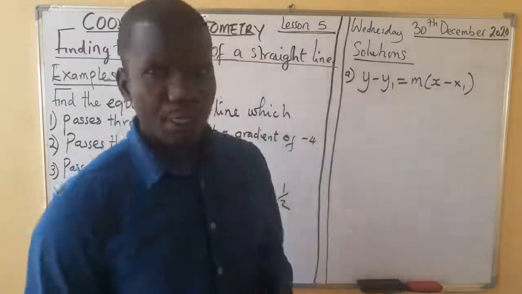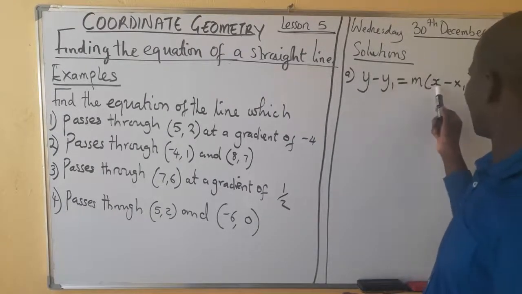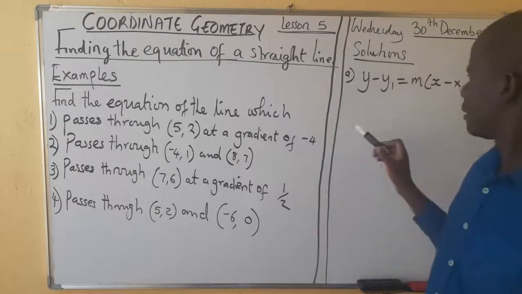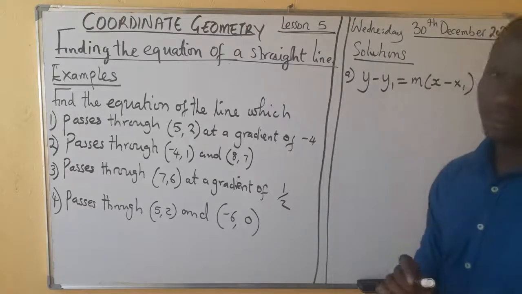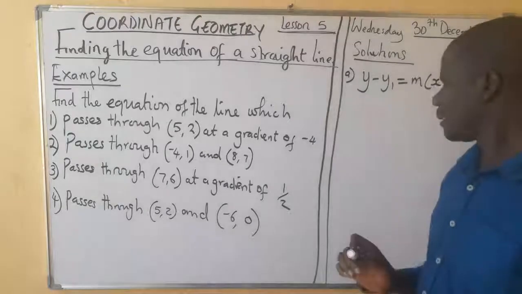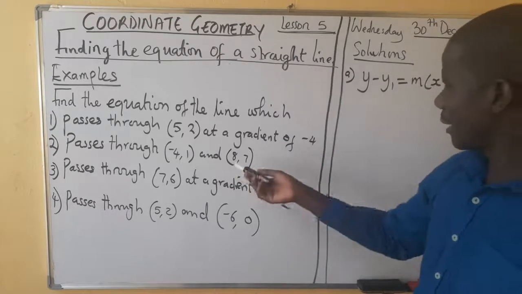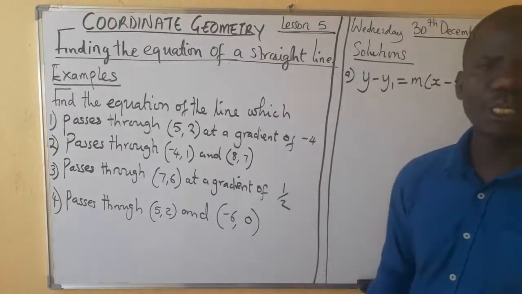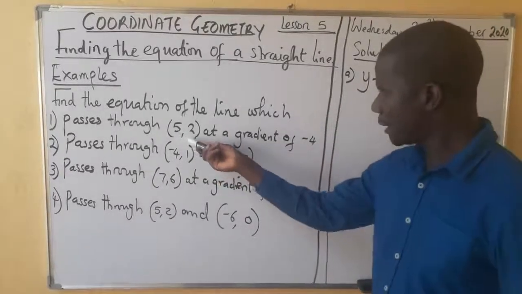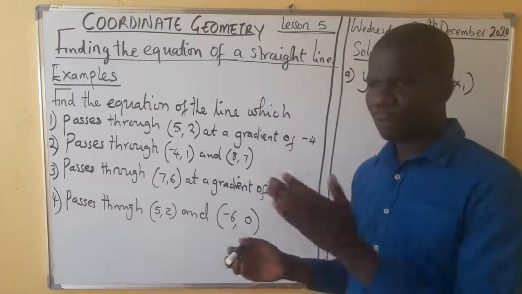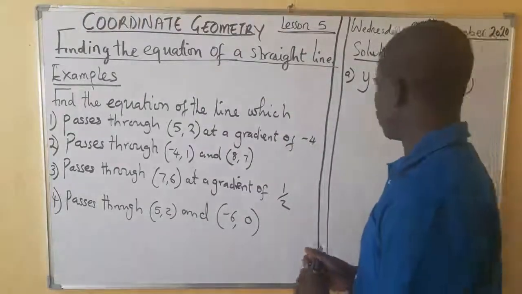These ones, the y and the x, will not be replaced. What I'm going to replace are y1, x1, as well as the gradient. So, what is our gradient? Now we look at the question. In this case, the gradient has been provided, so we do not have issues. Then we go to the coordinates. A point has been given with both coordinates for x and for y, so the first one is very easy for us to work with.